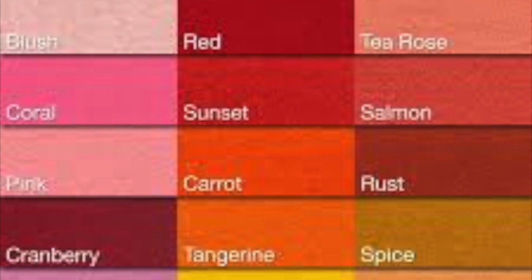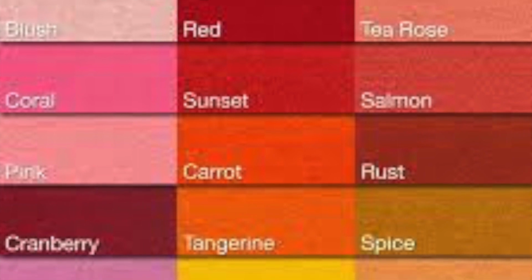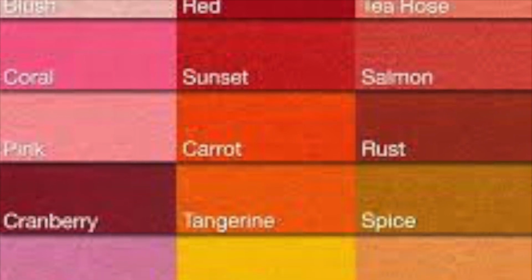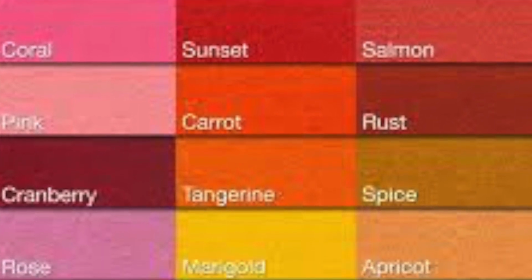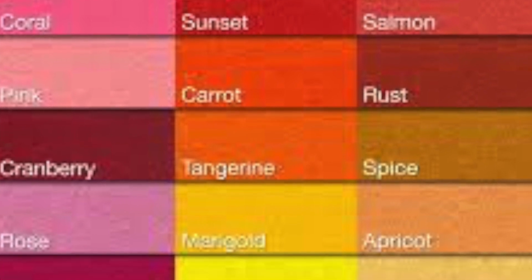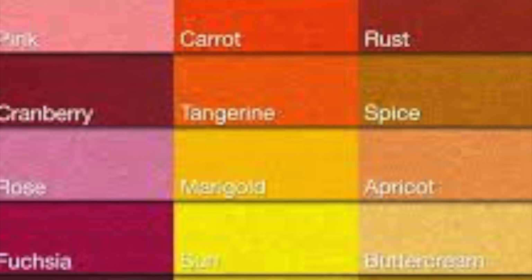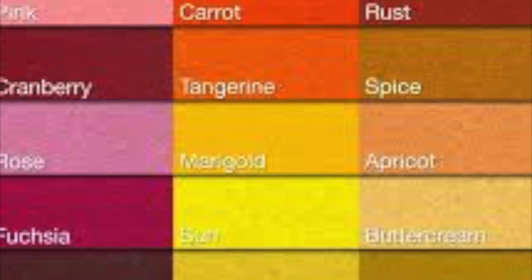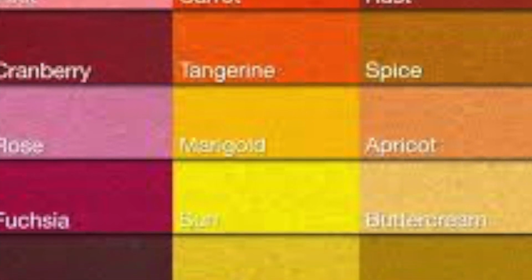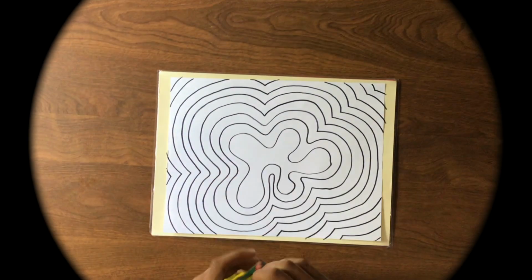There can also be many different shades of reds, oranges, and yellows. These colors are our warm colors. They make us think of things that are hot, like fire or lava or even a sunset. For the next step of our lesson, we're going to be coloring our organic shape ripple using our warm colors.